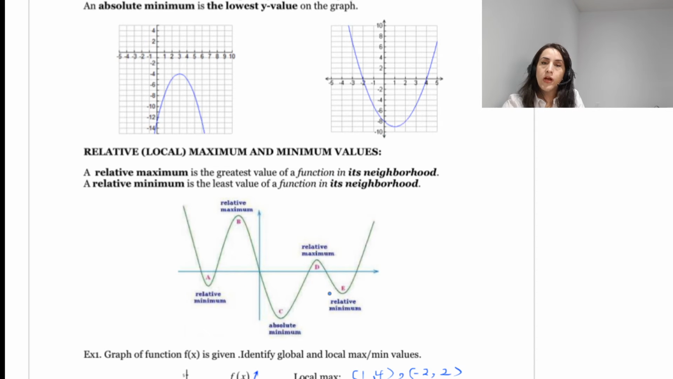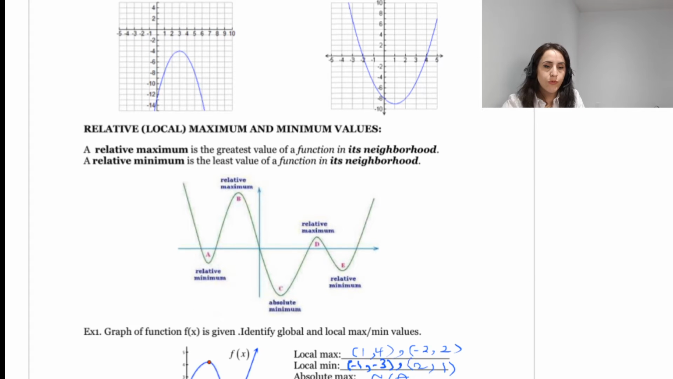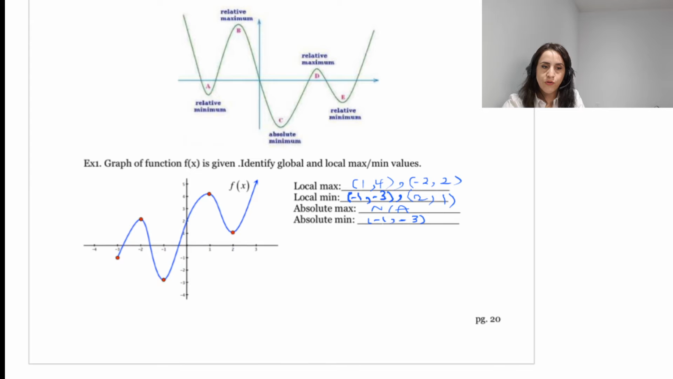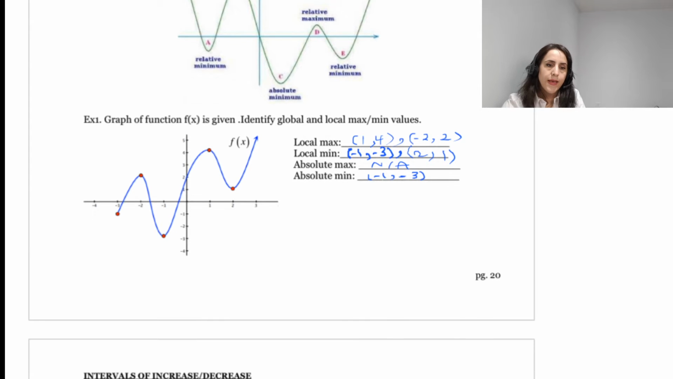Here I had 5 turning points in this example. Just one of them was an absolute minimum. The rest were relative maximum or minimum. There is an example here that we want to do together. I already did it. We can just see the answers here. It is a graph. The extreme points are these 1, 2, 3, 4, and 5 points I have as extreme points. Some of them are maximum, some of them are minimum, absolute, or local.